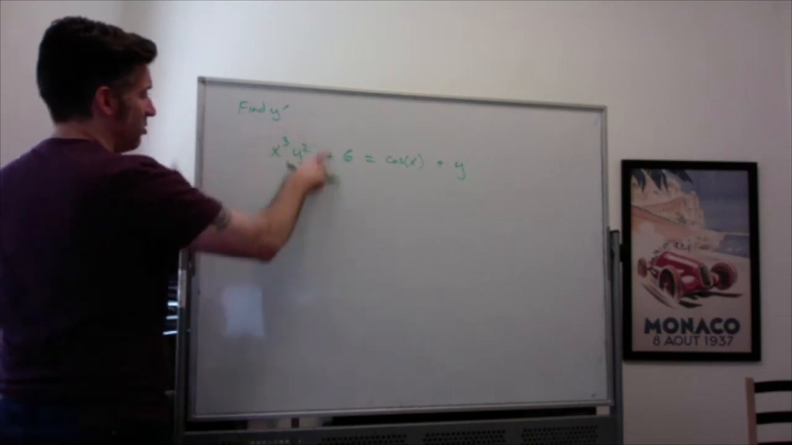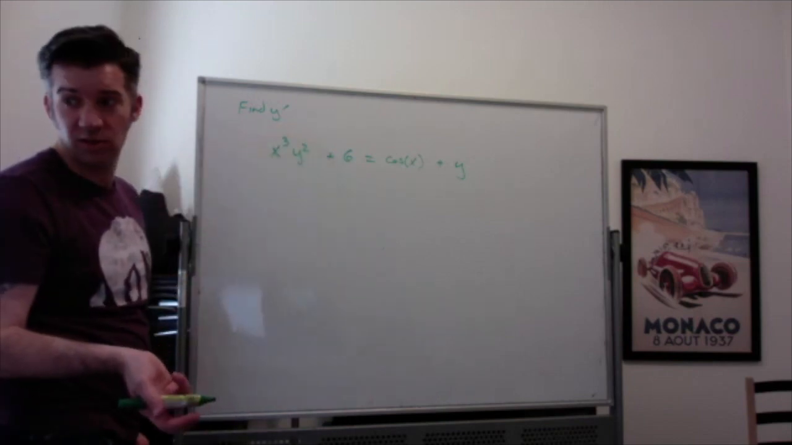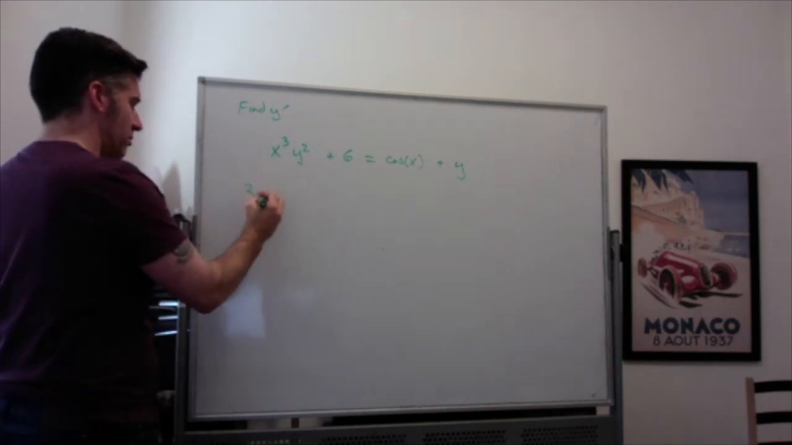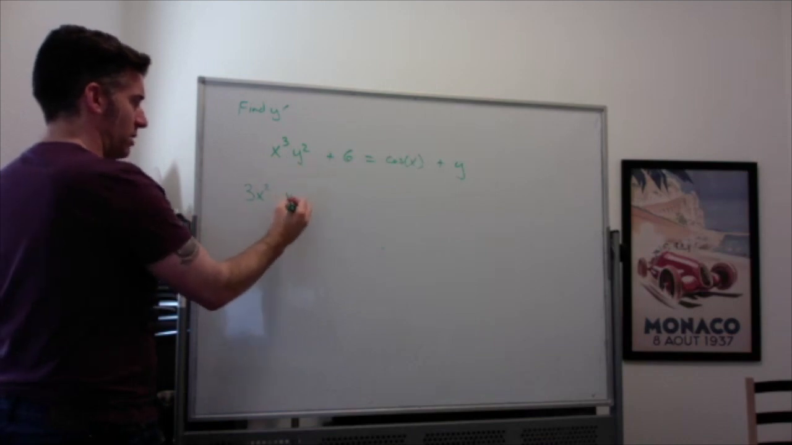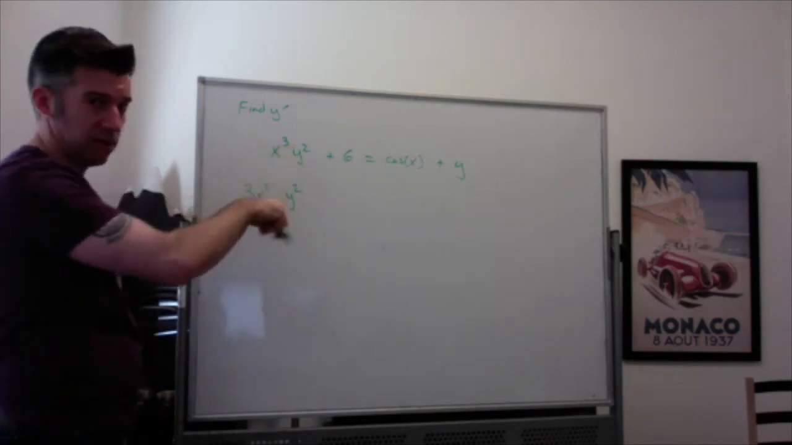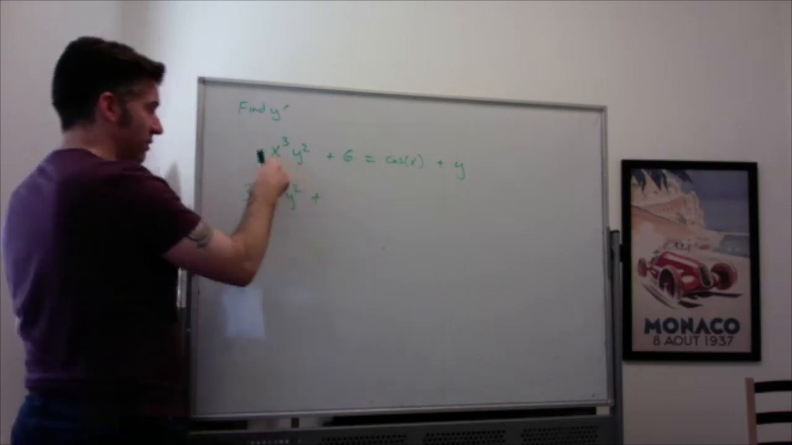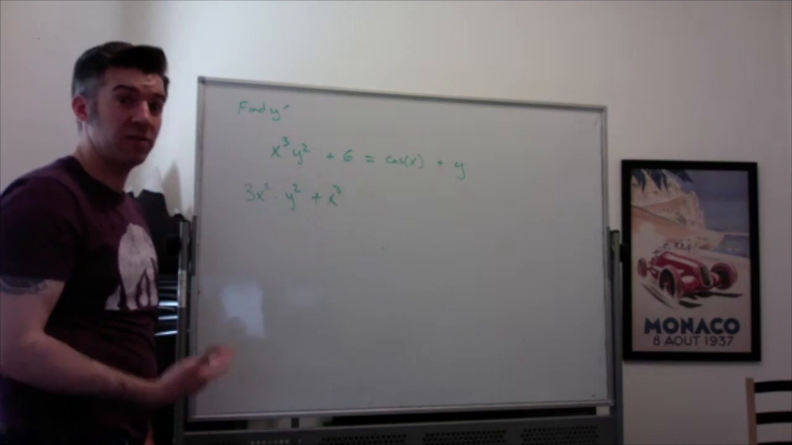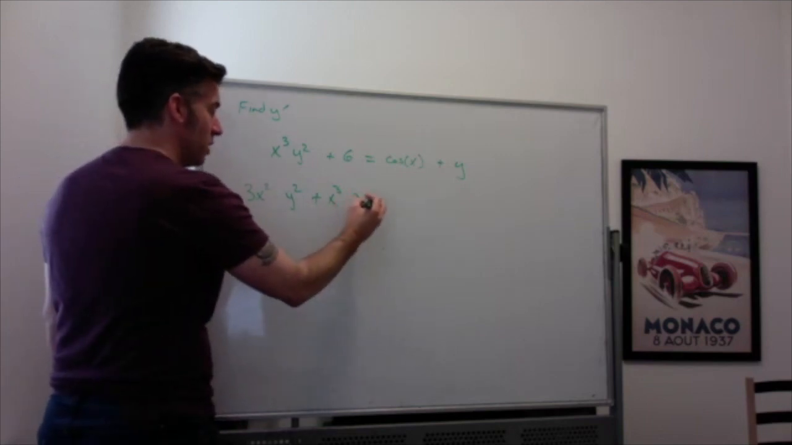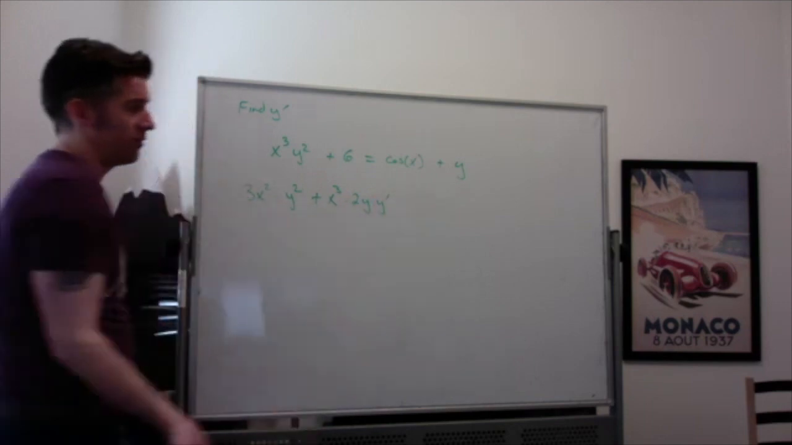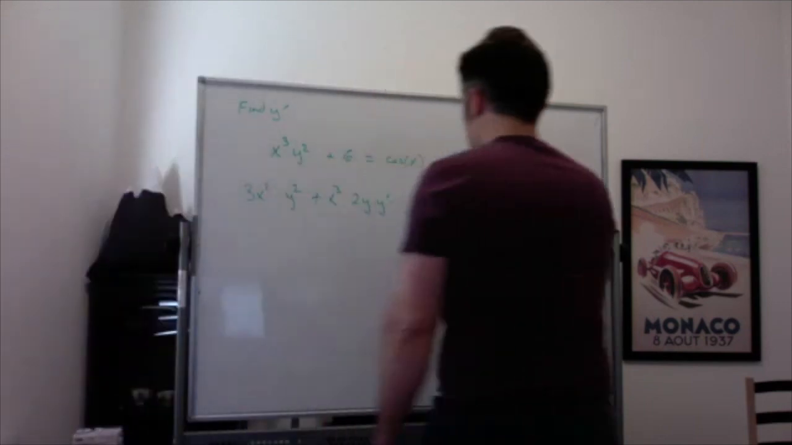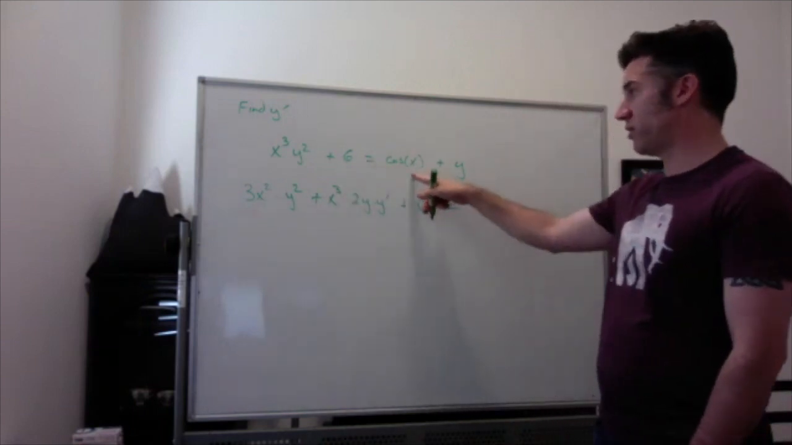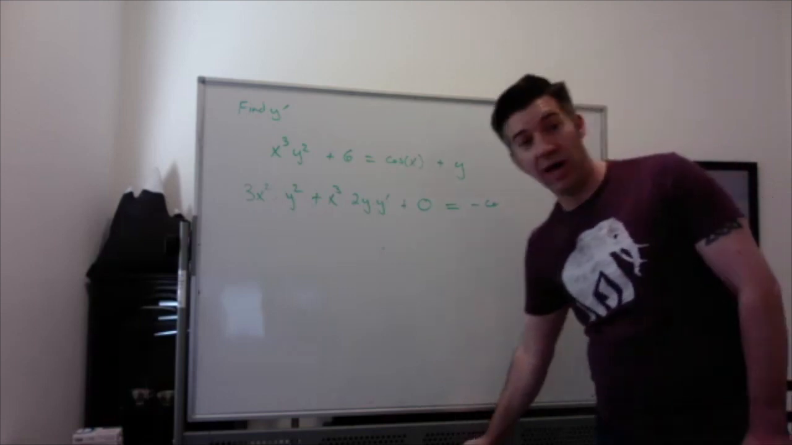When I differentiate x cubed y squared, I have to use the product rule. So the derivative of x cubed times y squared is the derivative of the first thing, which is 3x squared, times the second thing, which is just y squared. Derivative of the first thing, leave the second thing alone, and then flip it: leave the first thing alone, multiply by the derivative of the second part. The derivative of some stuff squared is 2 times my stuff times the derivative of my stuff. Plus 0, right? The derivative of 6 is 0.